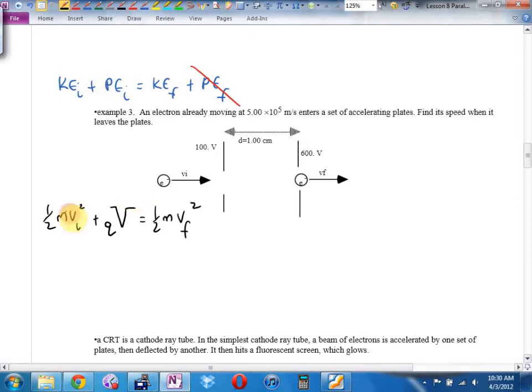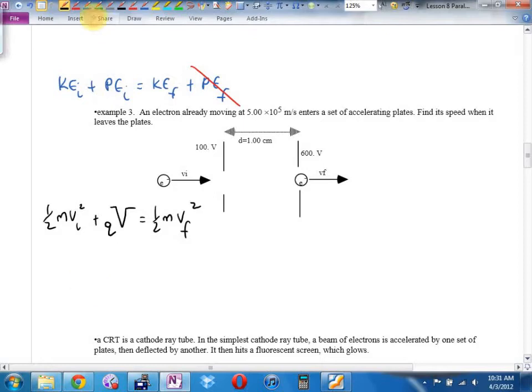Do I know m? Oh, it's an electron, that's on my sheet. Yes, yes, yes. Do I know V initial? Yeah, they told me. Do I know Q? It's an electron, 1.6 times 10 to the negative 19. Do I know the voltage that we're traveling through? Yeah. Oh, I can find V final. I think I'm not going to try and get the V by itself. I'm going to crunch the left side, get a number, and then move the 1/2 and the m over and square root. Otherwise, this is a bit yucky.